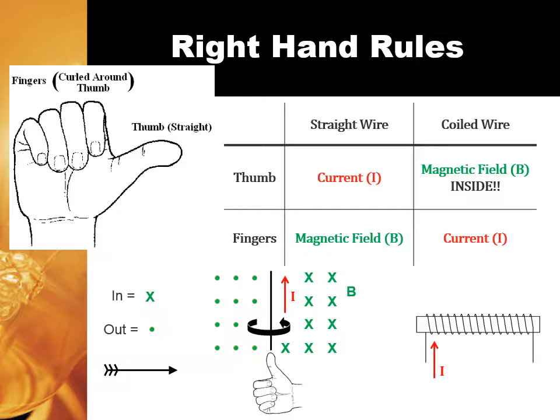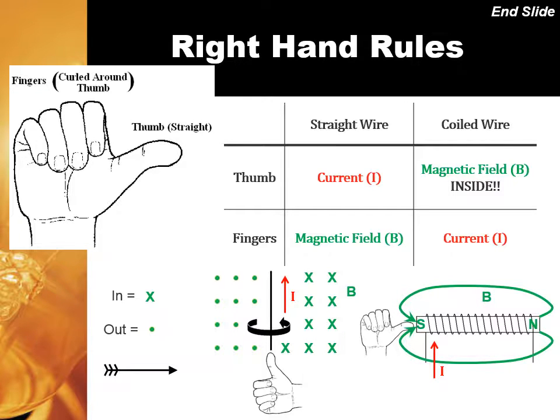Now for a coiled wire, we see that our current is coming in this way, going behind and then over top. So your fingers are going to go behind the ferromagnetic material and then over top to the front. Since our fingers are following the current, our thumb is pointing the direction of the magnetic field, which means we're going to have a north pole over here and a south pole over there, and the magnetic field is going to come out of the north and into the south.